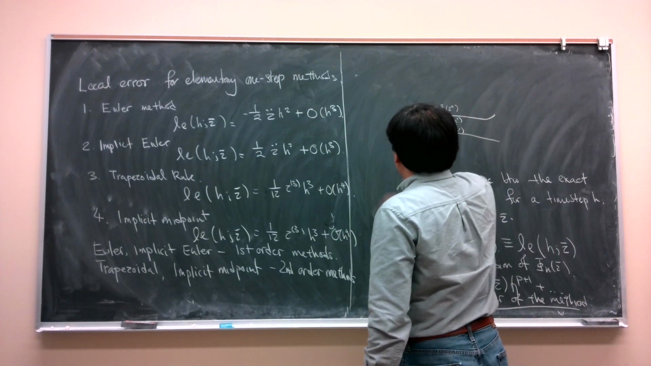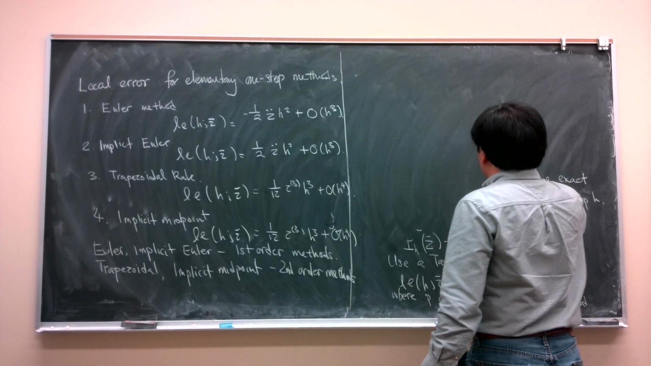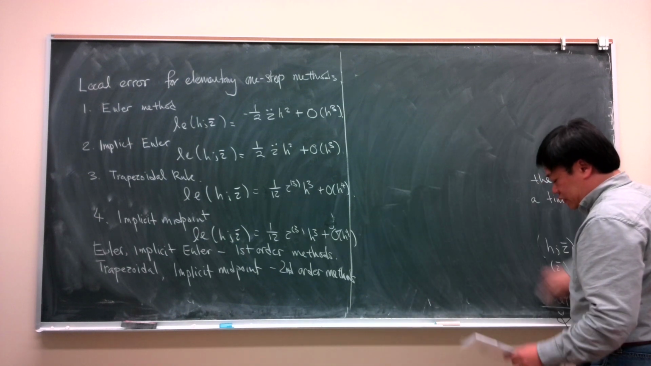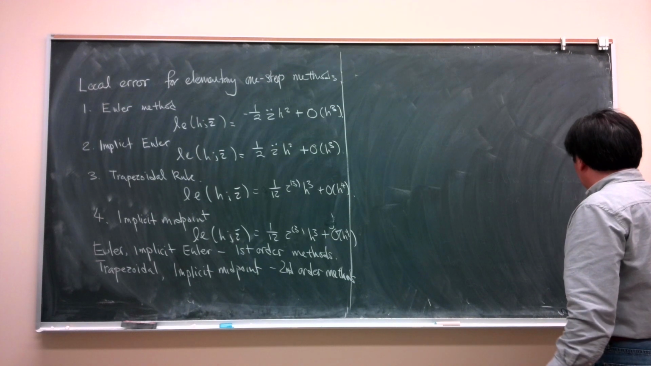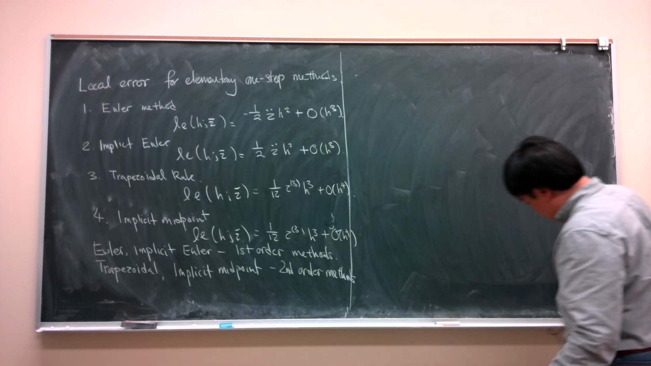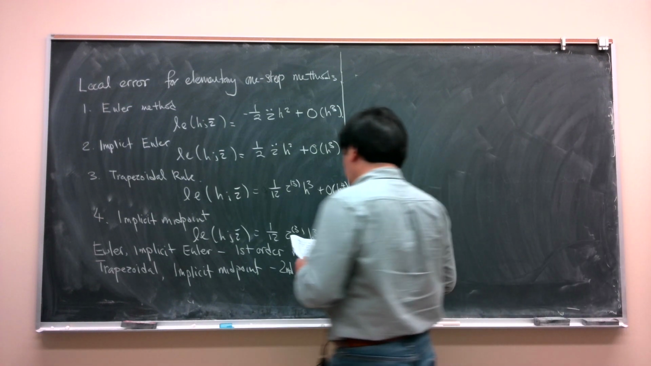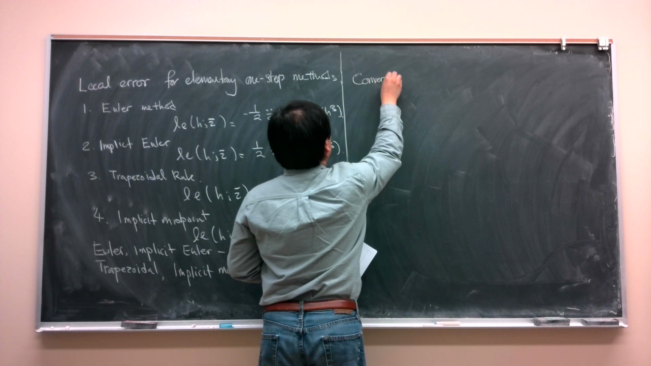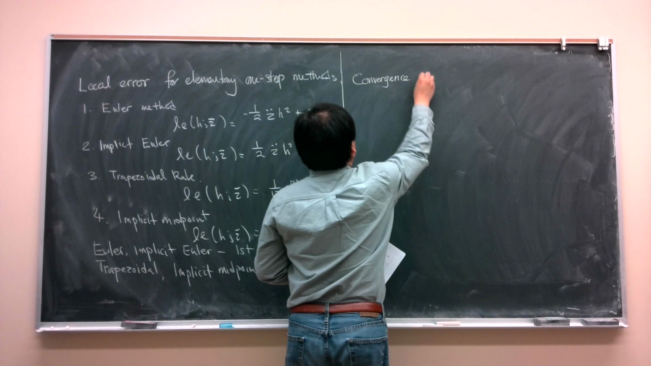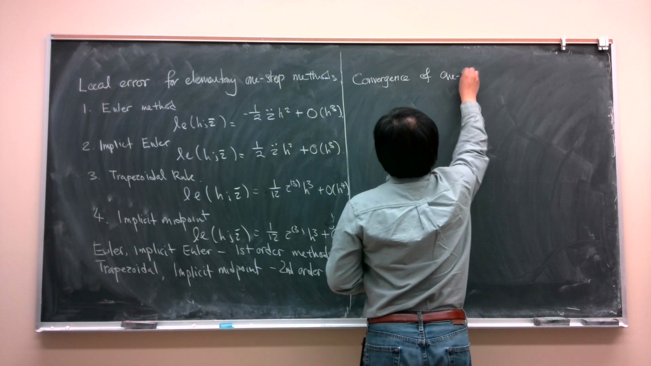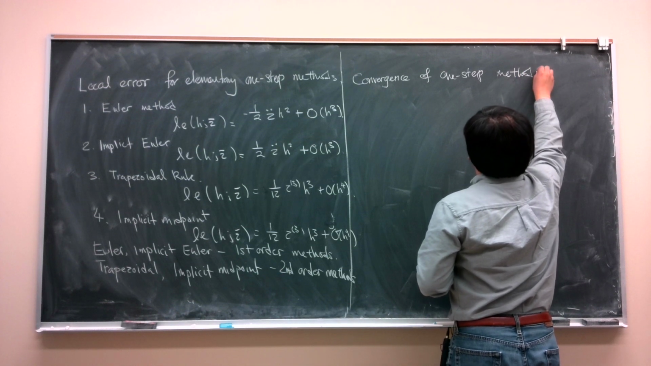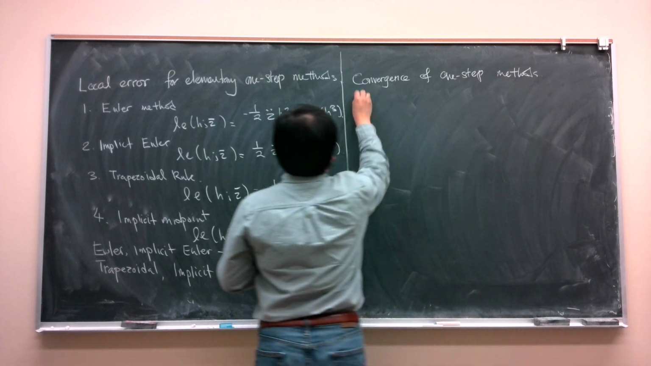So if you want to do the error analysis, it's oftentimes helpful to prove a lemma, which is known as the Discrete Gronwall lemma. That's what I will talk about now. This is related to the idea of convergence of one-step methods. Okay, there's a lemma.